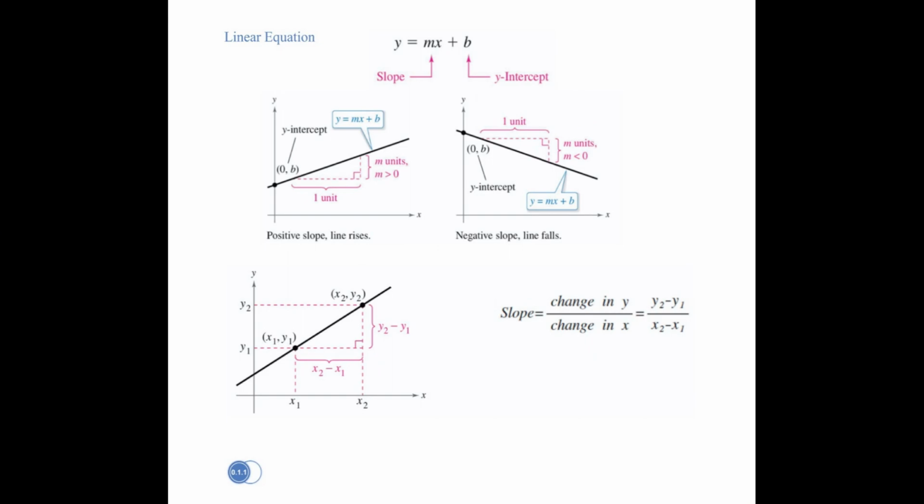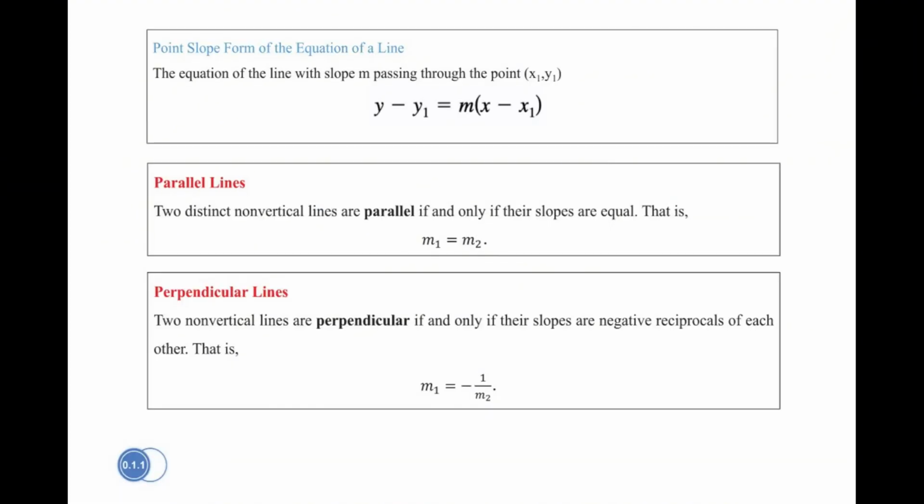As you can see from the graph, when the slope is positive, the line rises. If it is negative, the line is going downwards. And we can find m, the slope, by using change in y over change in x, which is y2 minus y1 over x2 minus x1.